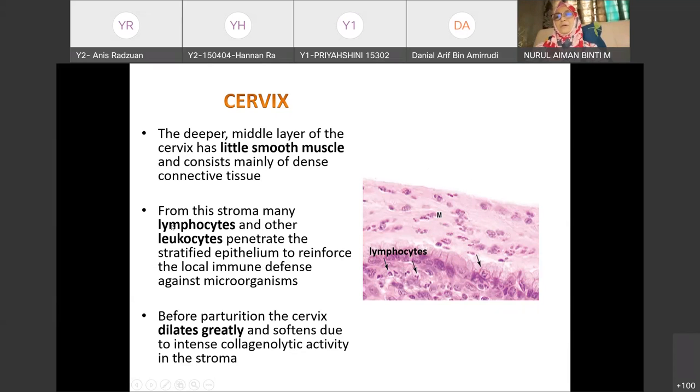From this trauma, many lymphocytes and other leukocytes penetrate the stratified epithelium to reinforce local immune defense against microorganisms. So basically, the cervix is to protect the uterus. Before parturition, the cervix will dilate greatly and soften due to intense collagenolytic activity in the stroma. That's why you have a lot of connective tissue here rather than muscle, because near delivery, the cervix will become very big and soft, very fluffy.